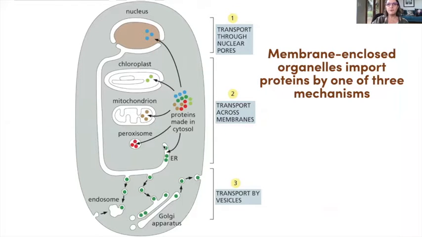So I'm going to focus on really two of the three mechanisms that are mentioned in the chapter by which proteins go into membrane-enclosed organelles or out of the cell. I'm going to talk about nuclear pore transport, and I'm going to talk about vesicle transport, and there's one slide I'll show you that just shows transport across membranes, which is how proteins get into mitochondria and chloroplasts.